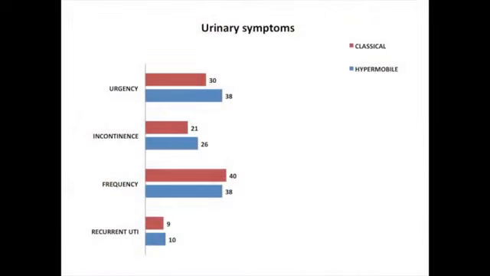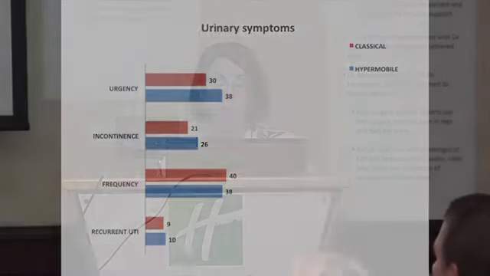Again, in our series, looking just at urinary symptoms, about 30 to 38% presented with urgency, 21 and 26% in the classical and hypermobile diagnoses presented with incontinence. 40% were presenting with urinary frequency, and 9 and 10% with recurrent urinary tract infections.